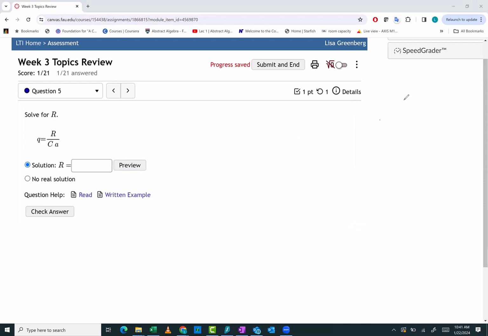In this problem, we're being asked to solve for R, and we can see where R is. There's my R. I have to isolate R. I have Q equals R divided by C times A. And I've been saying all along, if you have a denominator and you can eliminate it, that's the best thing to start with, because then you don't have to worry about fractions. What that means to me is I can multiply both sides by C times A.